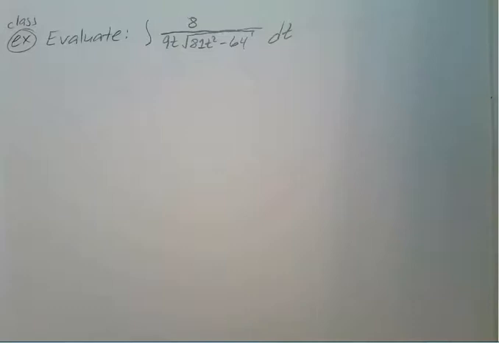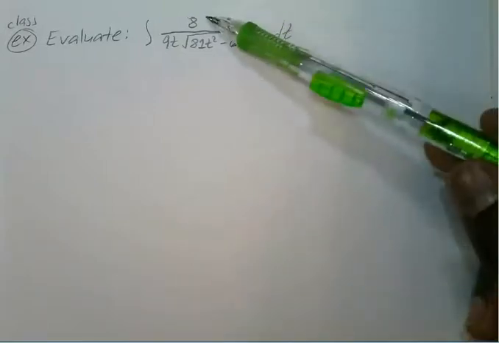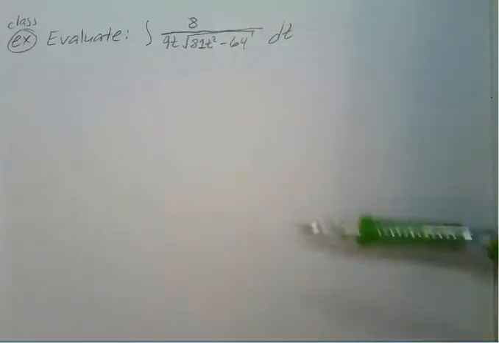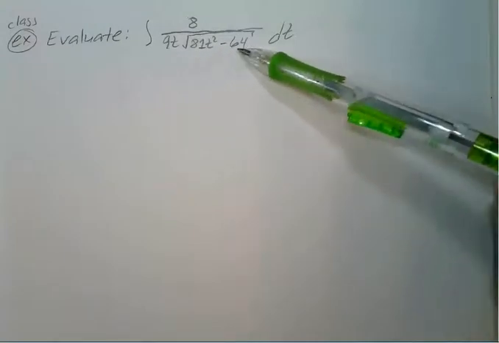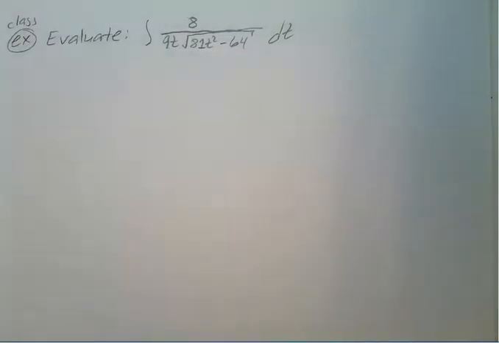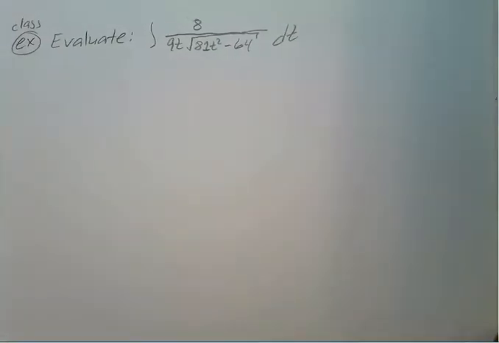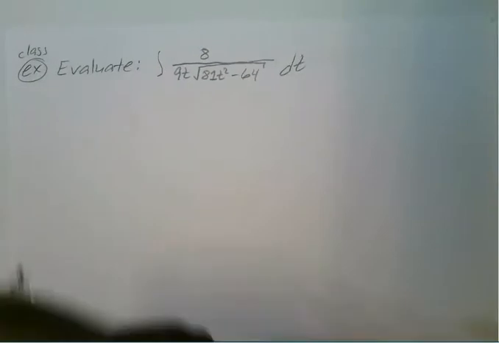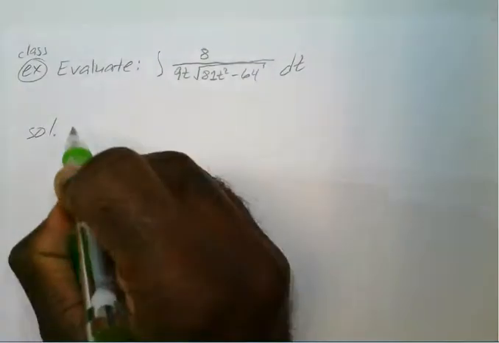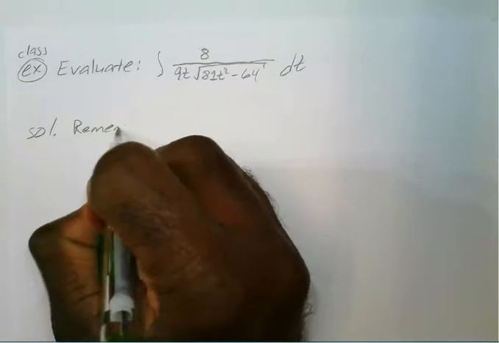Okay, so what if you wanted to evaluate the integral of 8 over the square root of 81t squared minus 64 times 9t with respect to t? So what I want you to do is go ahead and press pause and solve this one on your own. All right, so I'm assuming you've pressed pause and worked this one out. So let's verify.